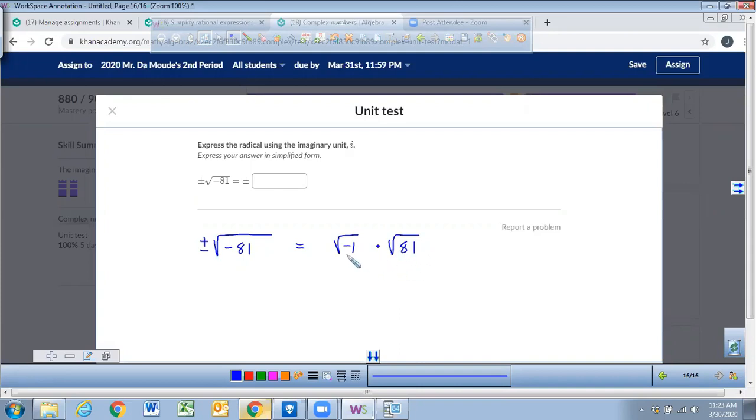What? You want the square root of negative 1 or the square root of 81? Which one do you want? 81. All right, what's the square root of 81? 9. Boom, you got it. I heard you, Allie. 9. The square root of 81 is 9.